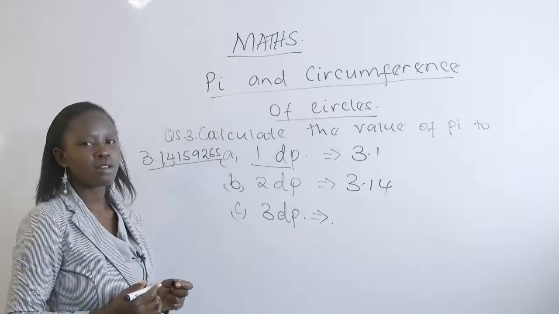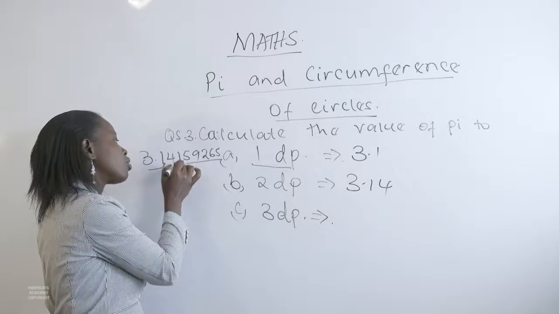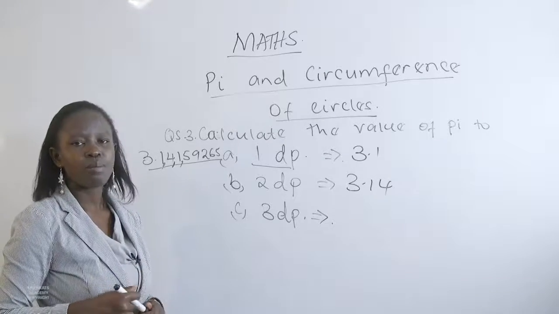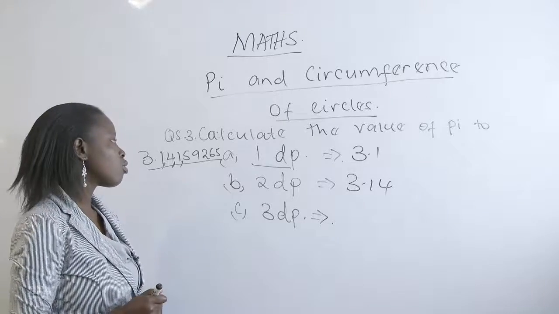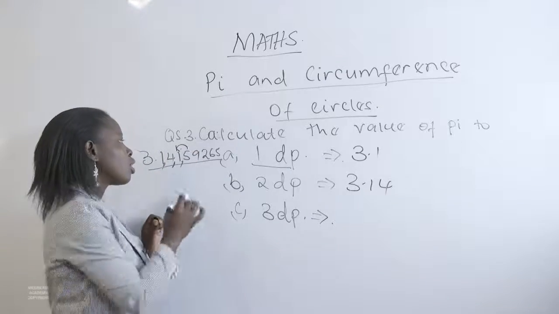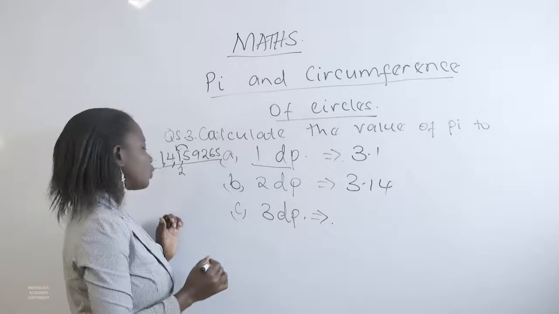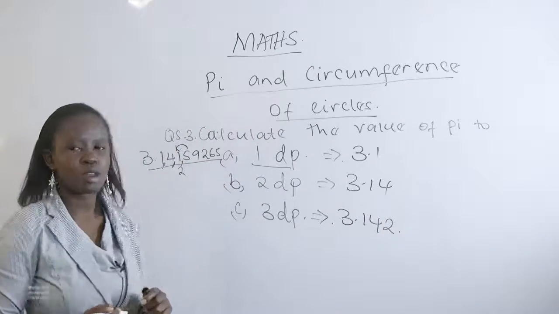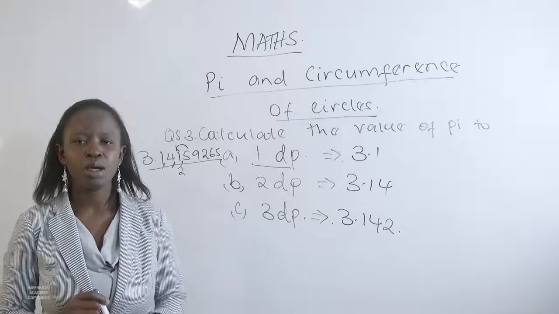3.14. Then for three decimal places, we are counting the digits. So we have 1, 2, 3. That is three decimal places. Then we check the digit in the fourth decimal place, and we get that it is a 5. So the 5 rounds that digit up, so the 1 will be changed to 2. Then we ignore the rest, so that we will have 3.142. So those are the various values of pi to the given number of decimal places.